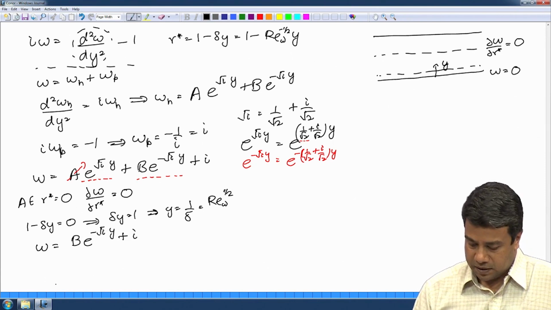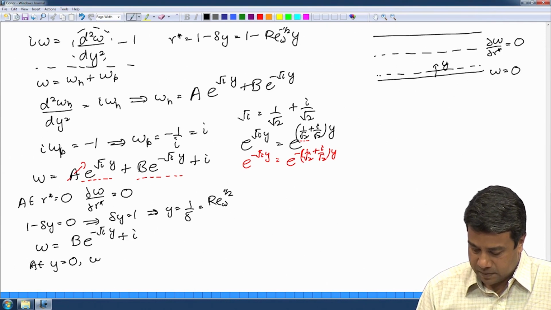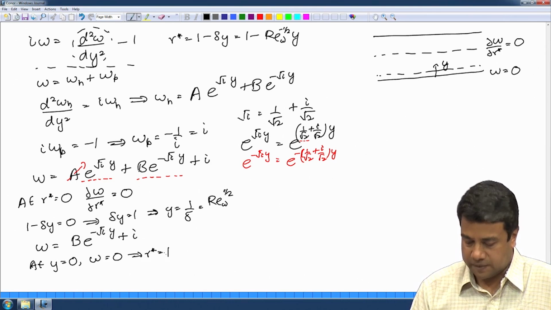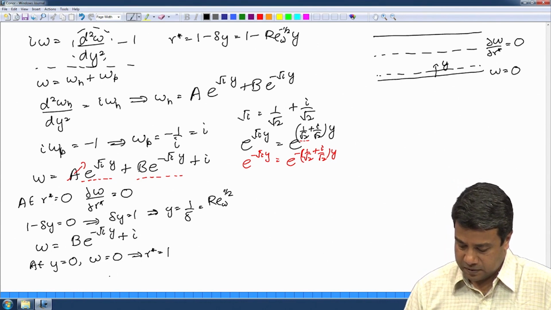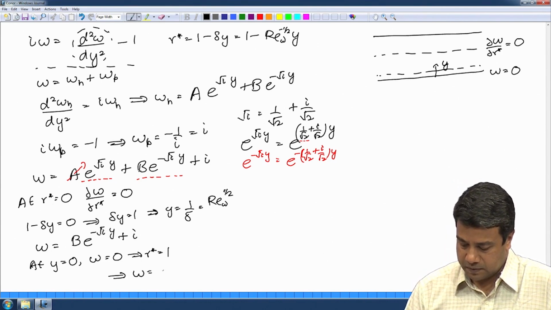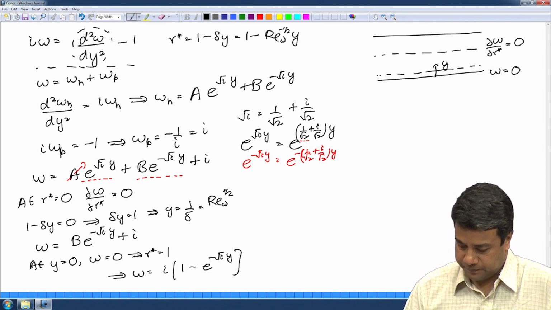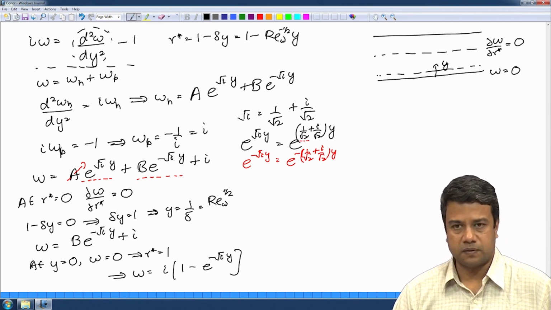And then I have at y = 0, w has to be equal to 0 because this corresponds to r star equal to 1. At the wall, w has to be equal to 0. And therefore, this gives me the solution for w. w is equal to i into (1 minus e^(-√i y)). So, that is the solution for this w.